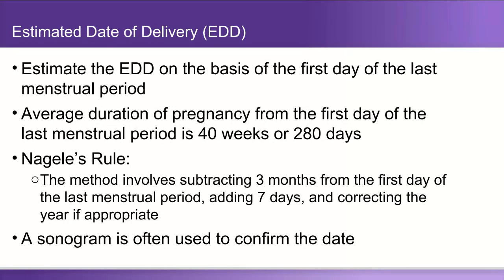Based on that, we can calculate the estimated due date following something called Naegeli's rule. Naegeli's rule is pretty simple. All you do is take the first day of her last menstrual period, subtract 3 months from that date, and add 7 days. And that's all you have to do. Just subtracting 3 months and adding 7 days will give you the woman's due date. Of course, we would confirm that with a sonogram if needed, but usually it's not needed. It's usually pretty spot on, unless a woman has a history of very irregular menstrual periods.